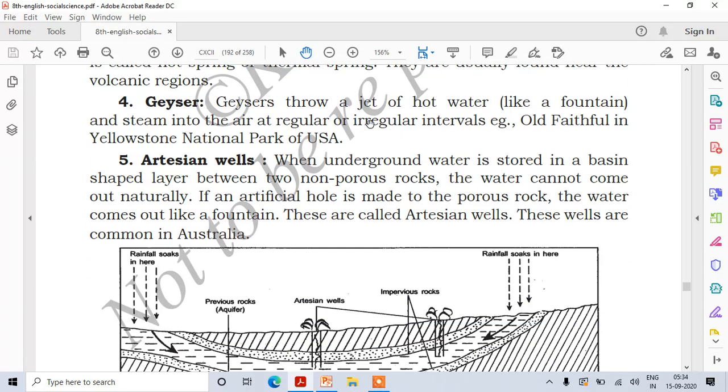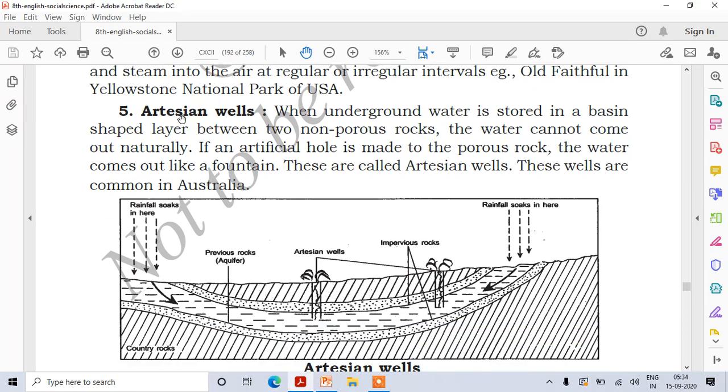Next we have the geysers. Geysers throw a jet of hot water like a fountain, and steam, into the air at regular or irregular intervals. Example: Old Faithful in Yellowstone National Park of USA. In our house also geysers are there; we get hot water from that. Like that, geysers will give a jet of hot water like a fountain. You have all seen a fountain, how the water comes out. Like that, in a geyser the hot water will come out at regular or irregular intervals. Sometimes it will come, sometimes it will take some gap, and again it will come. You can remember this one: Old Faithful in Yellowstone National Park of USA. This is one of the geysers.